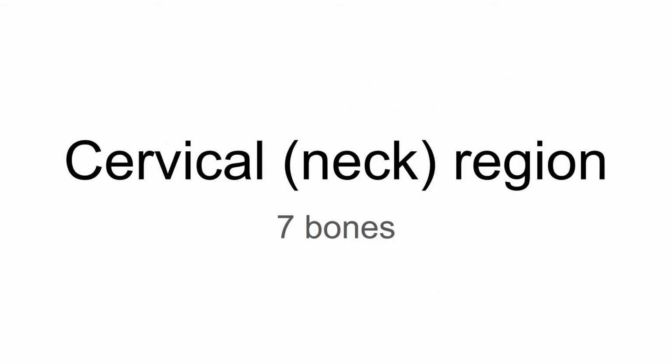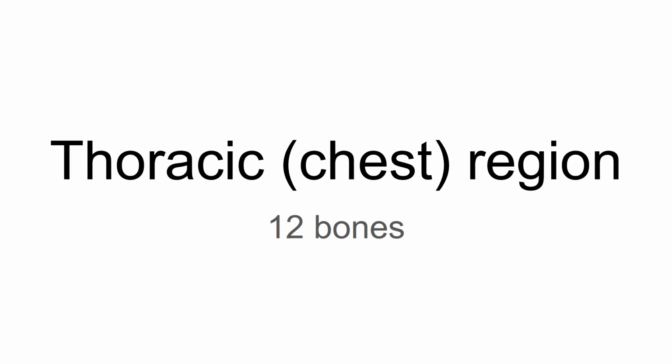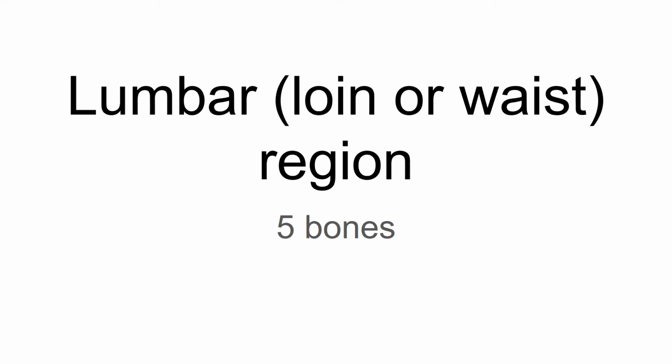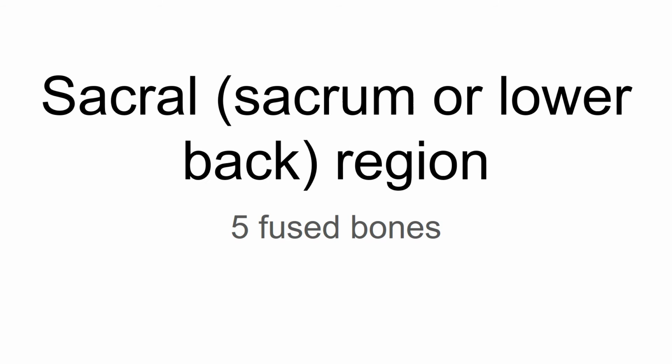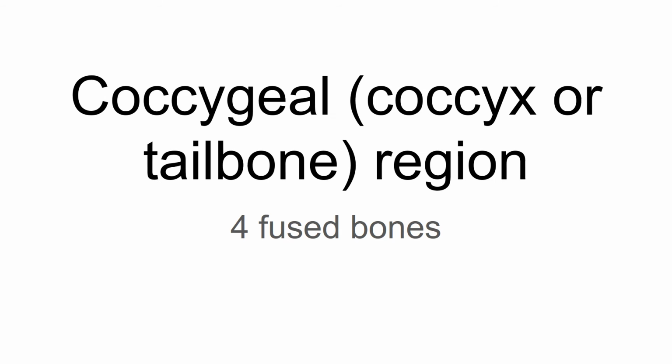Divisions of the spinal column. You have the cervical or neck region, has 7 bones. Thoracic or chest region has 12. Lumbar, the loin or waist region, has 5. Sacral, also known as the sacrum or lower back region, has 5 fused bones. And the coccygeal, which is the coccyx or tailbone region, has 4 fused bones.